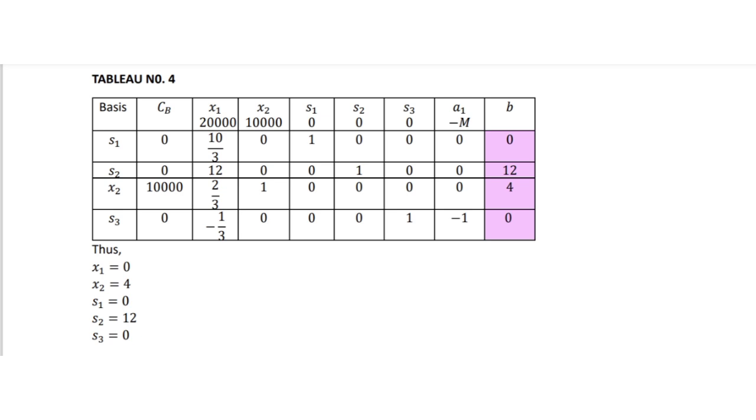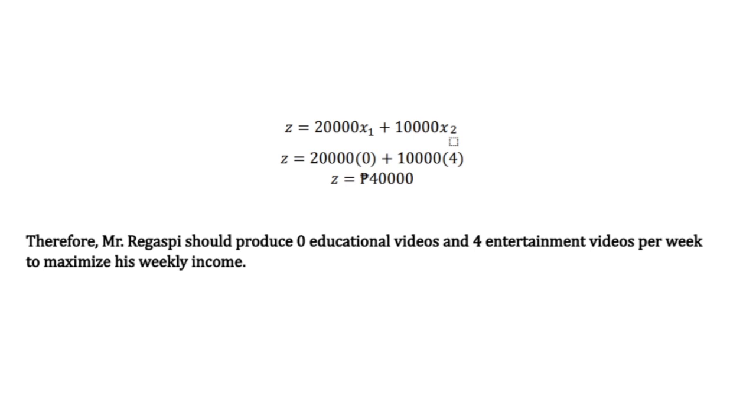Now, compute the total income. Z is equal to 20,000 times 0 plus 10,000 times 4 is equal to 40,000. We can also check if it satisfies the original constraints. So in filming, 10 times 0 plus 10 times 4 is equal to 40. Check. Editing, 20 times 0 plus 12 times 4 is equal to 48, which is less than 60. Check. Minimum total, 0 plus 4 is equal to 4. Check. And lastly, the package, 2 times 0 plus 3 times 4 is equal to 12. Check. To conclude, Mr. Regaspi should produce 0 educational videos and 4 entertainment videos to maximize his weekly income.